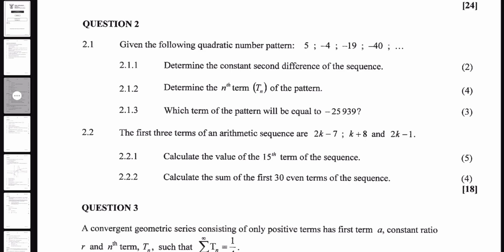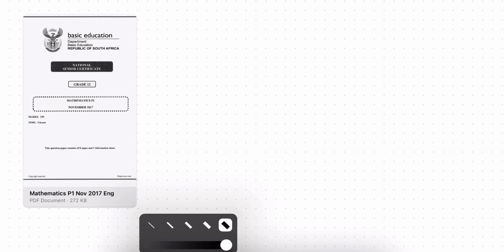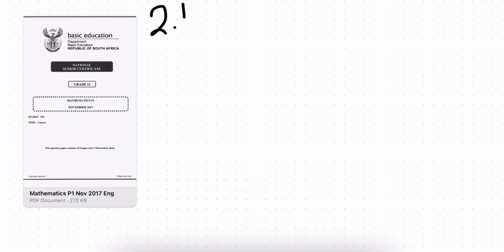2.1.1. Given the following quadratic number pattern, which is 5, minus 4, minus 19, minus 40, determine the constant second difference of the sequence. So let's just dive in deep and not hesitate, because these marks are just up for grabs.